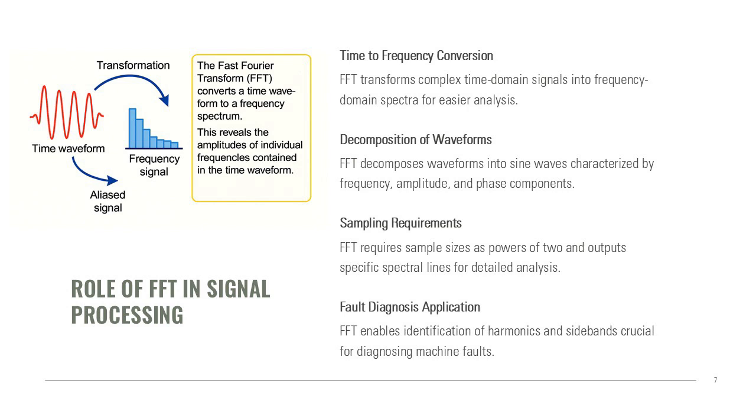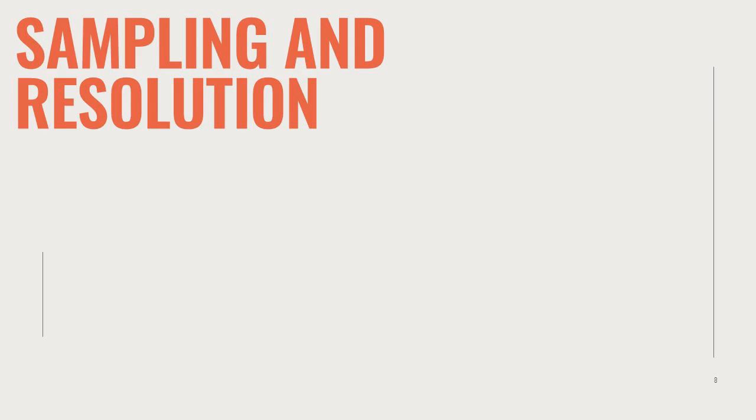The FFT requires a specific number of samples, usually a power of 2, for example 1024, 2048, 4096, and outputs N divided by 2.56 spectral lines, where N is the number of samples. This process allows analysts to identify forcing frequencies, harmonics, and sidebands that indicate specific machine faults. Without FFT, diagnosing complex vibration patterns would be nearly impossible. Sampling and resolution, impact on diagnostic detail.